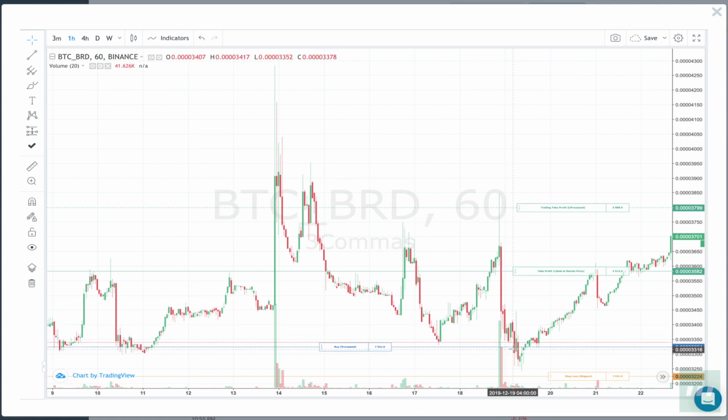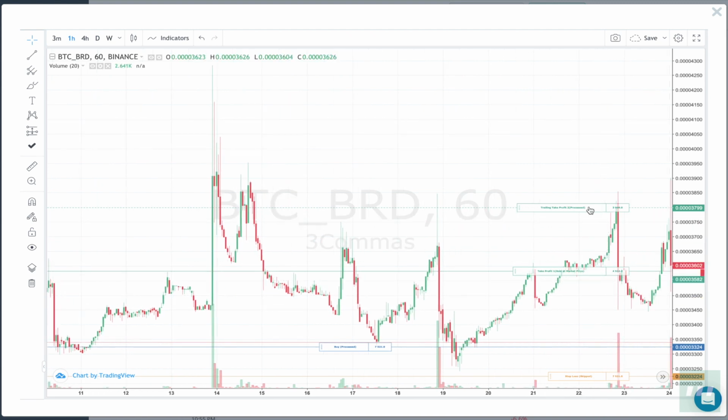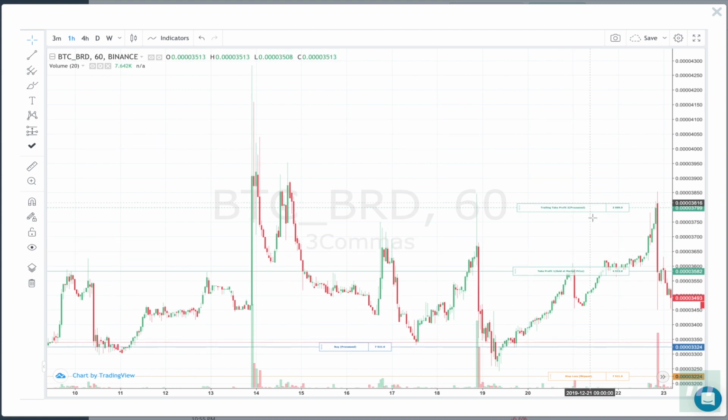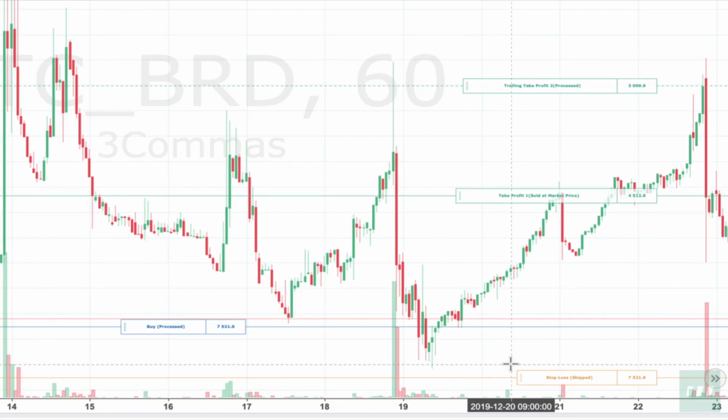Here we can see that my buy order was processed on this date. The price went up and it reached my first take profit price. Price fell down and it continued to go up and it took my second take profit price. My total take profit is averaged between the two depending on the percentage that I put at each level. Note that I also had a stop loss enabled just in case the price went too low.